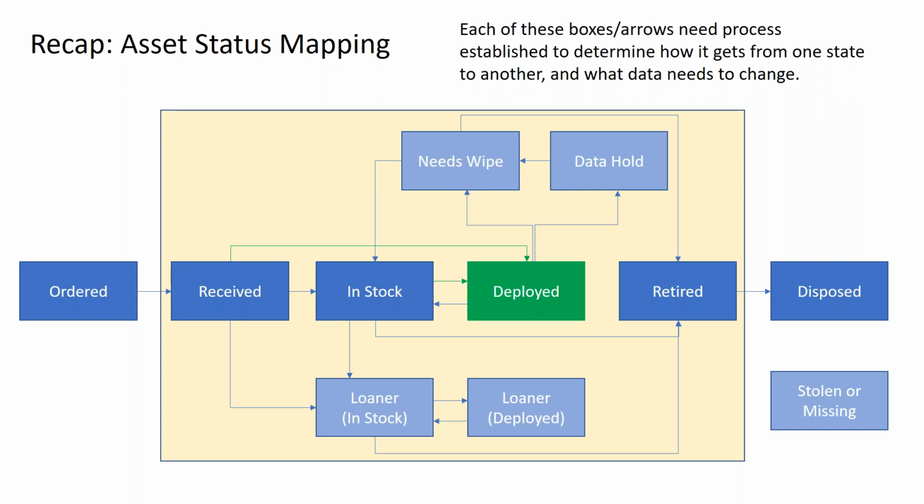So basically, these are all the valid ways that hardware assets can go from one state to another. And based on this, it wouldn't be acceptable for something to go from received to disposed, for example. So we start here and we figure out what we need to establish a process for.